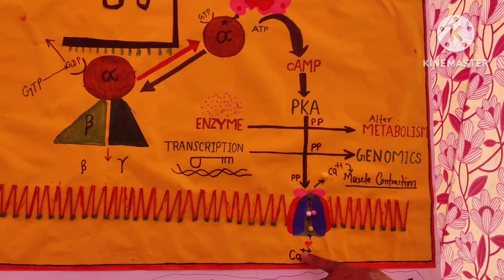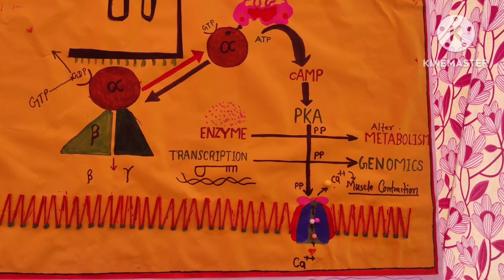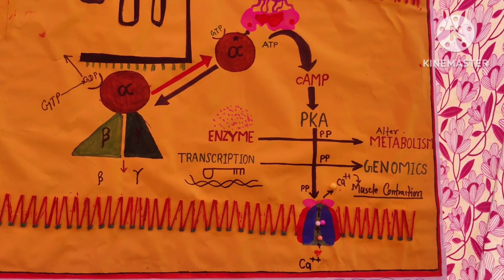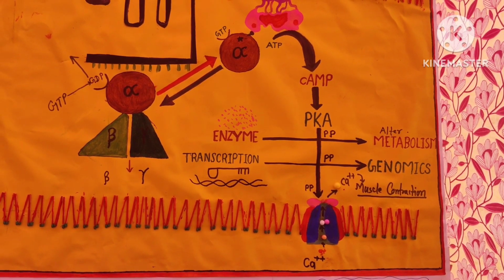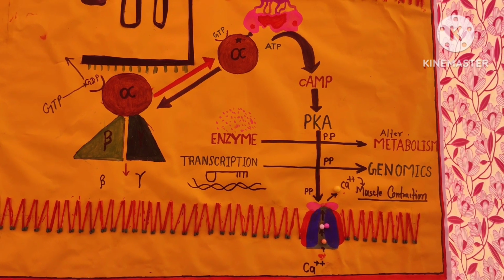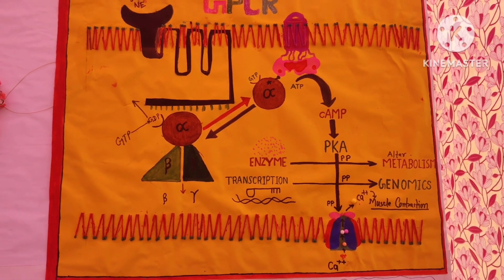And as you know, the extracellular calcium is higher, so the diffusion law will act, and calcium will move from its higher concentration to its lower concentration. Calcium is higher extracellularly, that's why it will move from the outer side to the inner side, and the result will be muscle contraction, or the heart rate will increase.